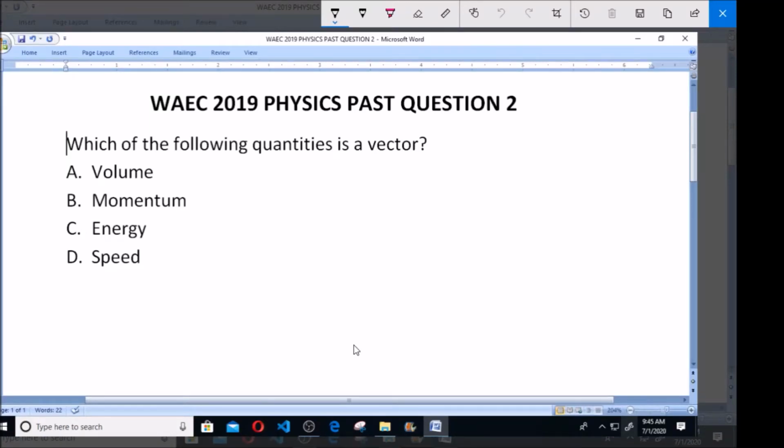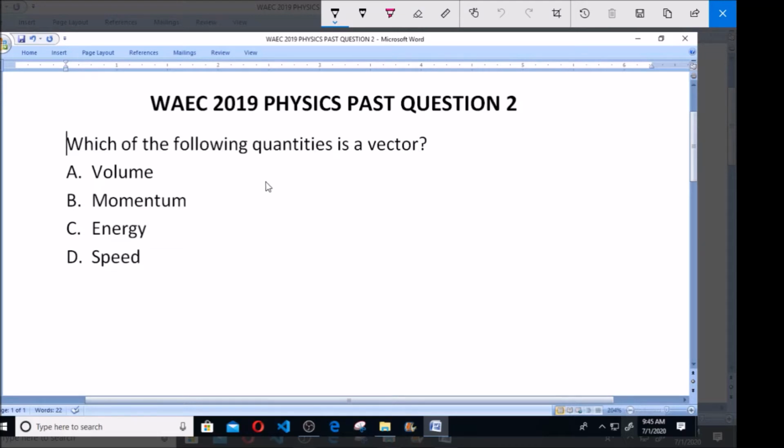Today we'll be looking at question number 2 for WAEC 2019 physics past questions. Which of the following quantities is a vector quantity? A. Volume, B. Momentum, C. Energy, D. Speed. Now, for us to understand this, we need to know what vector quantities are.